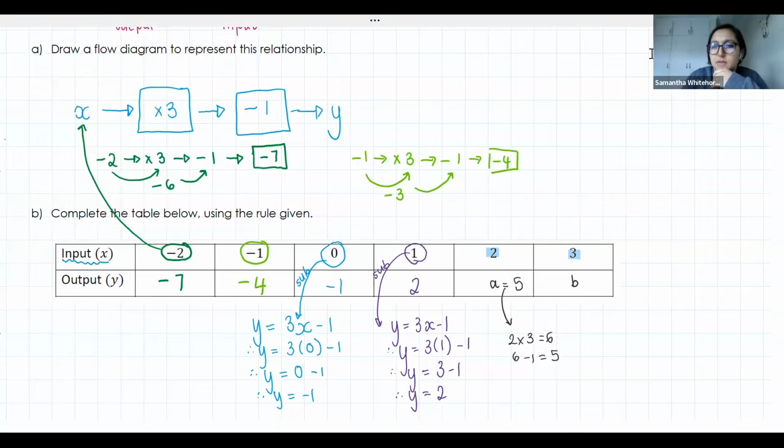Anatle, would you like to give us B? Ma'am, what I did is that I said 3 times 3, and I got 9. Good. And then I said 9 minus 1, and I got 8. Perfect. So B is equal to 8. Excellent, well done.